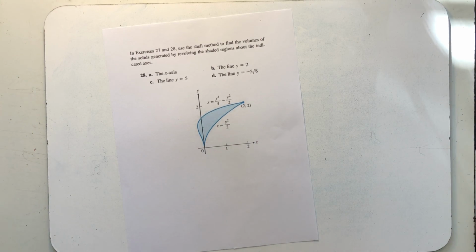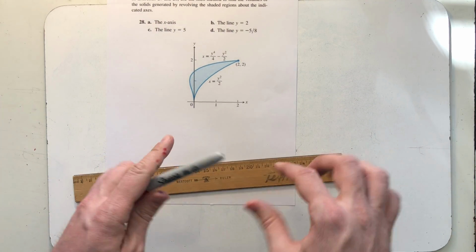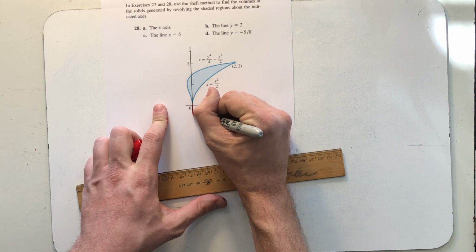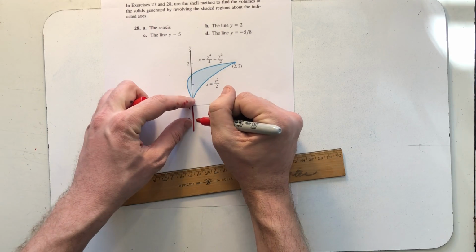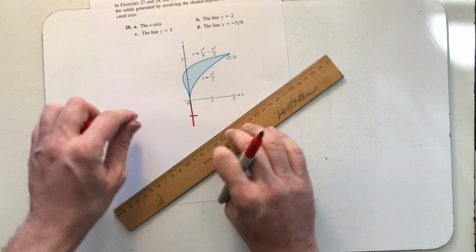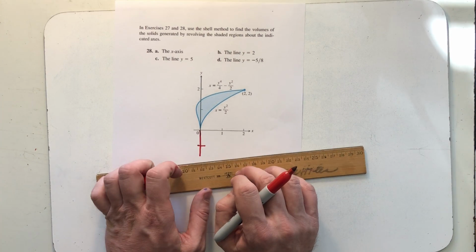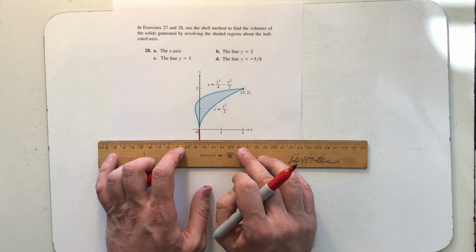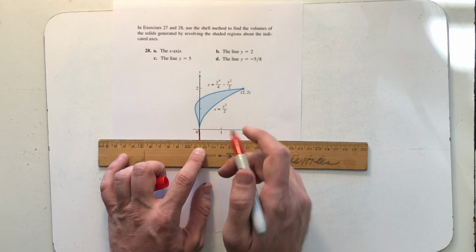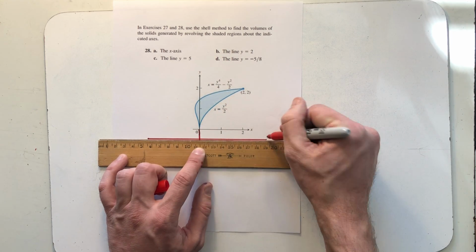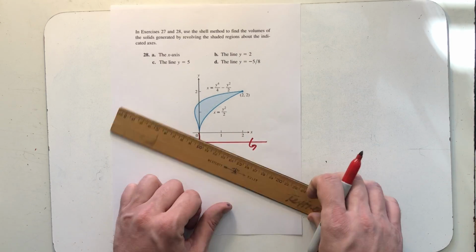In part D, we're asked to revolve around the line at y equals minus 5/8. So let's imagine extending our x-axis down and having minus 1 be about there. So minus 5/8, some horizontal line. Oh, maybe we just say about there. So the same method applies.